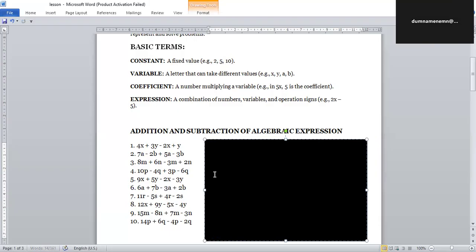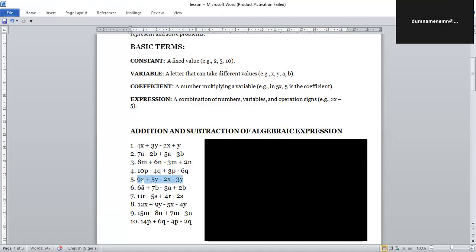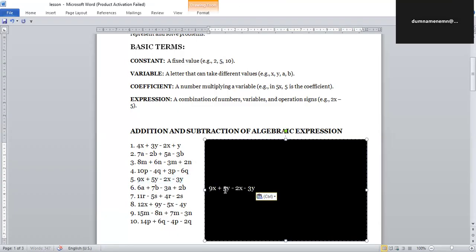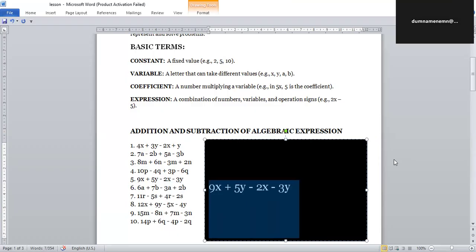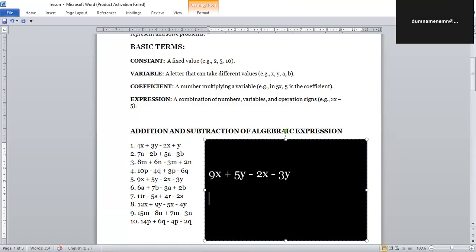Let's try the last question under this subheading, question 5. All right, so 9x, then see another x here. So you bring it to 9x. It's going to be negative 2x. Carry it along with the sign. Then y plus 5y minus 3y. So 9x minus 2x, you're going to have it to be 7x. 5y minus 3y, you're going to have it to be 2y.